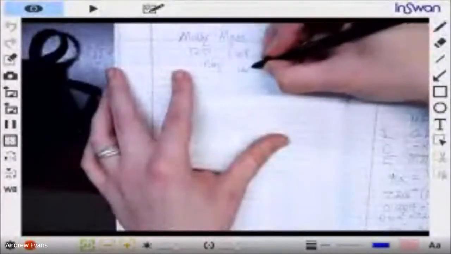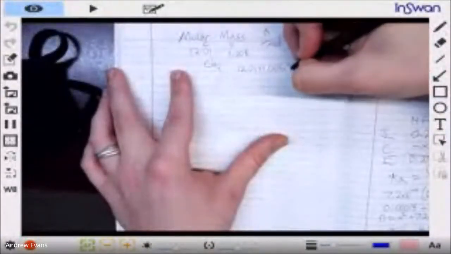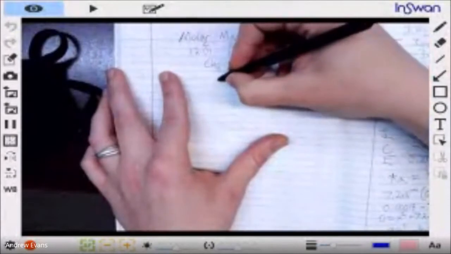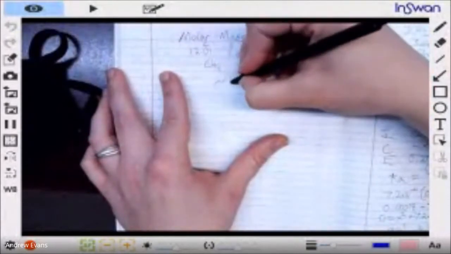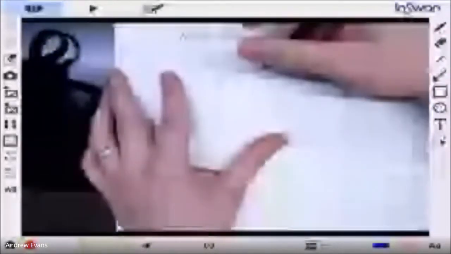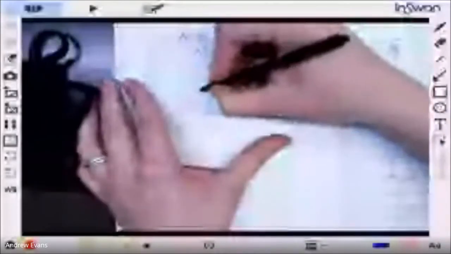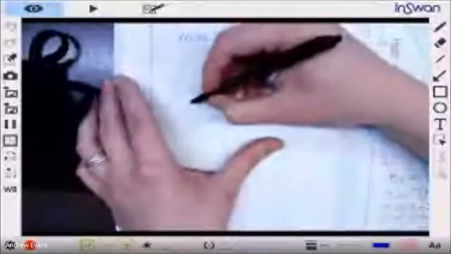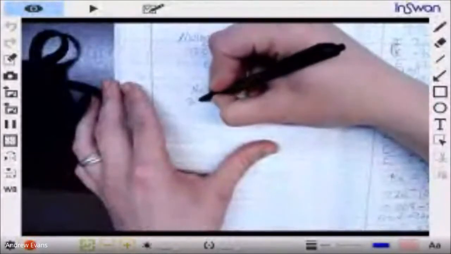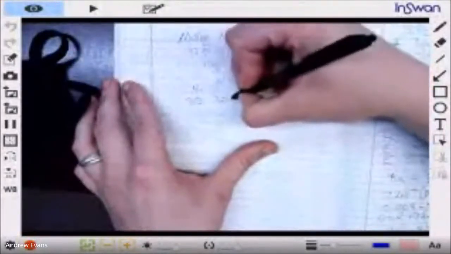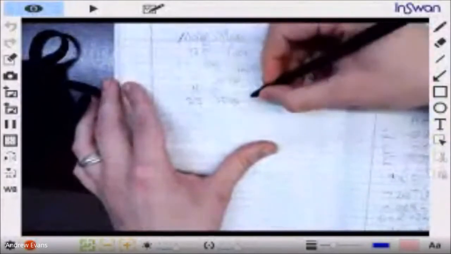So if I was doing the molar mass of methane, which is CH4, it would be 12.01 plus 1.008 times 4. But for all intents and purposes, we're going to say 16. If I wanted to do, say, sodium chloride, sodium is approximately 23. Chlorine is approximately 35.45. Adding them together, sodium chloride would be 58.45 grams per mole.